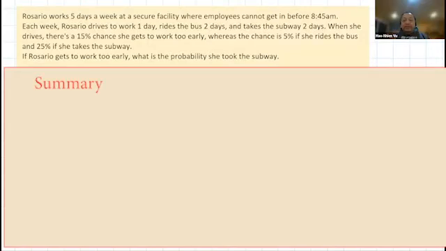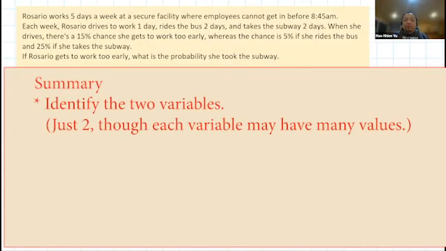So in summary, this is what you want to do. You want to identify what the two variables are. Make sure there are just two variables. One will go along the column and the other one will go down the rows. In reading this problem, you see a lot of information. You see driving, you see bus, you see subway, you see early, and you see 8:45 a.m., which I hope you realize is just there for context, right? It's not there for you to calculate with. But you see all of those things, you need to be able to realize that that makes it two variables. There are two variables at play in this question.